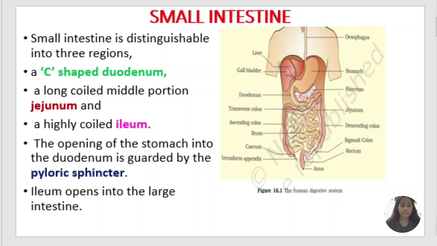In the image you can see the duodenum is the C-shaped pipe which is just below the stomach, and then we have the jejunum which is just below the duodenum, and then there's an ileum which is highly coiled.